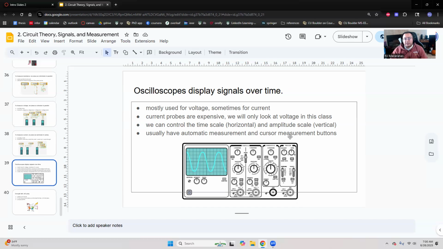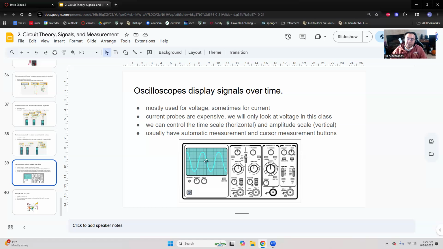And the big two, if you come out of this class knowing nothing else, you should at least know that there's a horizontal scale and a vertical scale. And so the horizontal scale is controlled universally, but the vertical scale is controlled per channel. And so you usually have a few different channels so that you can look at different waveforms over time. I think in the lab, all of our scopes have two channels, which means that we can look at two voltages at any given time.